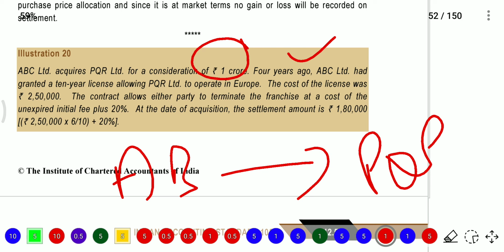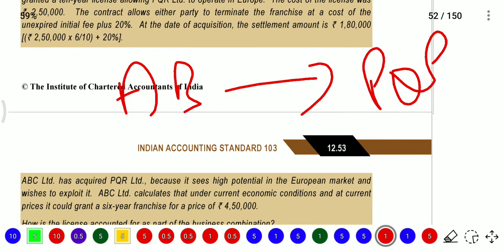The contract allows either party to terminate the franchise at the cost of the unexpired initial fee plus 20%. So here we need to calculate that unexpired fee. For the unexpired fee, the amount 2,50,000 will be the cost and the remaining unexpired time will be 6 years, so 6 divided by 10. That amount will be the unexpired unamortized value. So 2,50,000 into 6 by 10 will become the unamortized value, and at the date of acquisition the settlement amount will be 1,80,000. They provided the settlement amount also as 1,80,000.